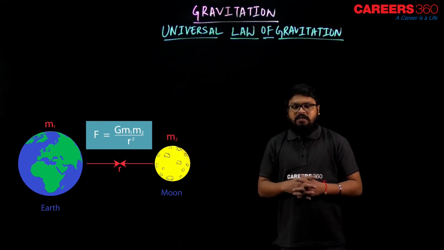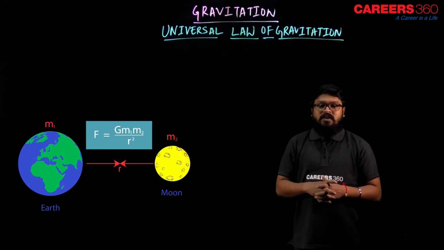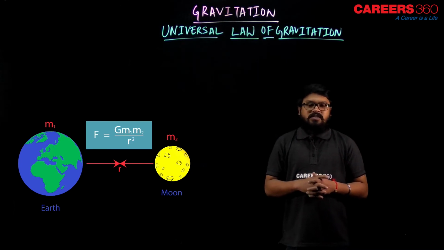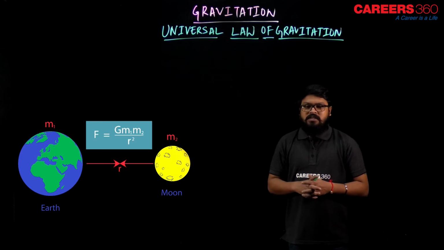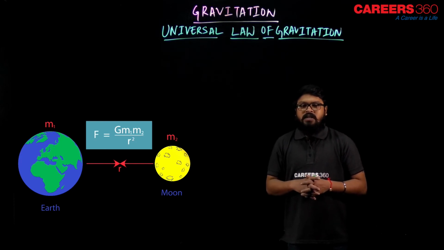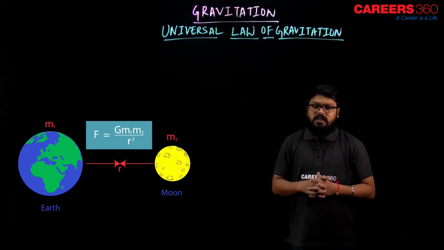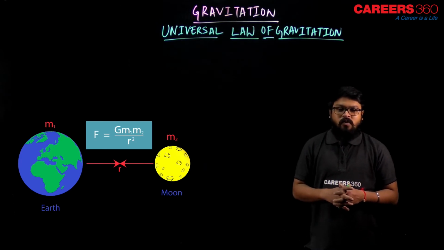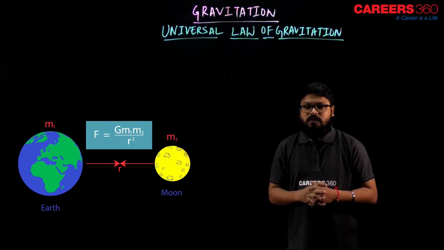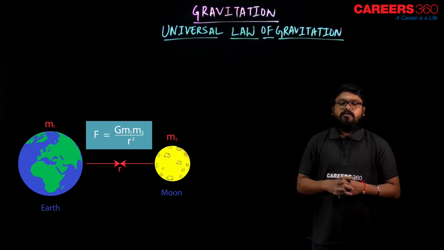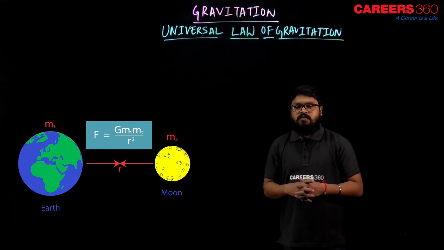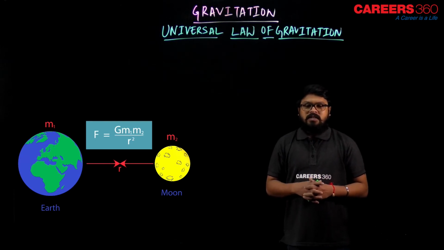So G over here is nothing but the universal gravitational constant, which is the same for every object in this universe. That's why it is called the universal gravitational constant. So F equals G m1 m2 upon r square is the gravitational force or force of attraction existing between any two bodies in this universe.